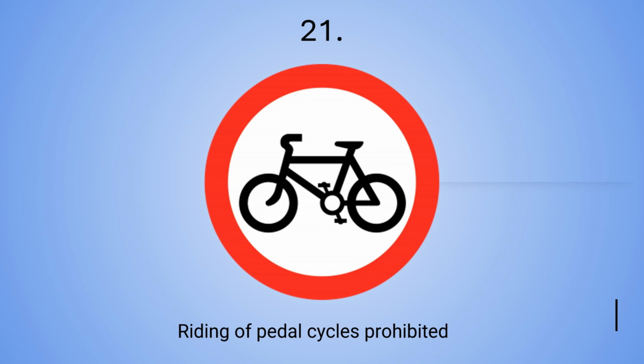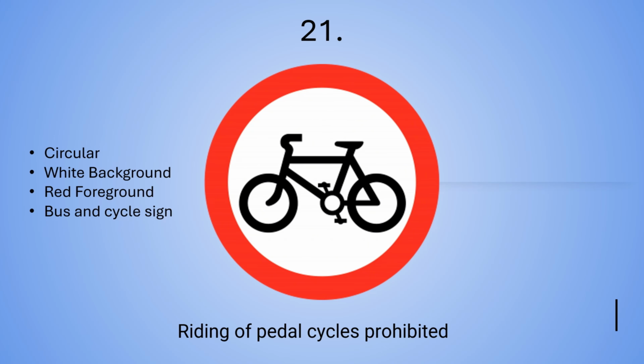Sign number 21 means riding of pedal cycles prohibited. And this sign is circular in shape on a white background with a red foreground, and it's a bus and cycle sign. And please remember again, red is something you must not do. So according to this sign, that means that you cannot ride pedal cycles.